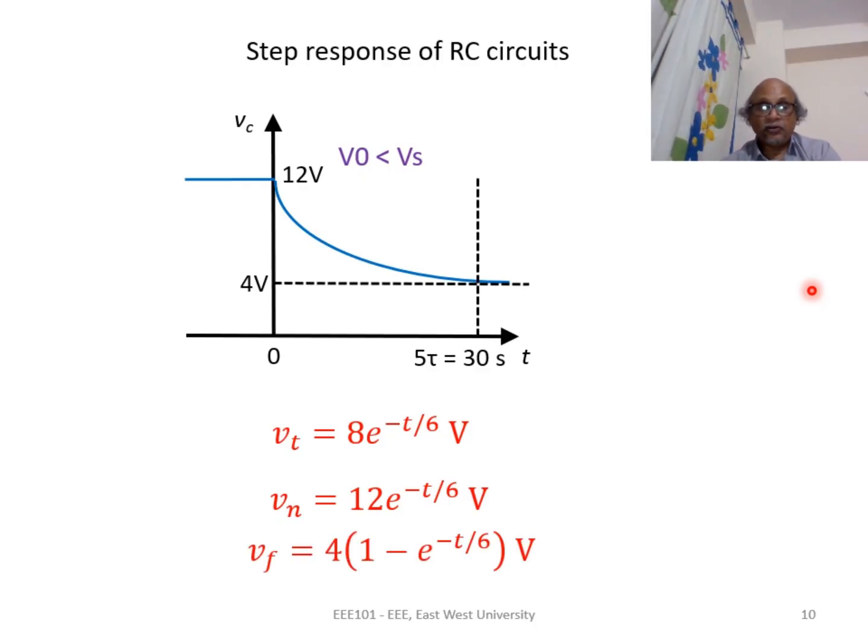Finally, the forced response is that part of the solution which depends on Vs. Vs is 4 volts. So this is what we get for the steady state. I'm sorry, this should be the forced response. I should correct that. The forced response is the part depending on the final value, 4 volts.